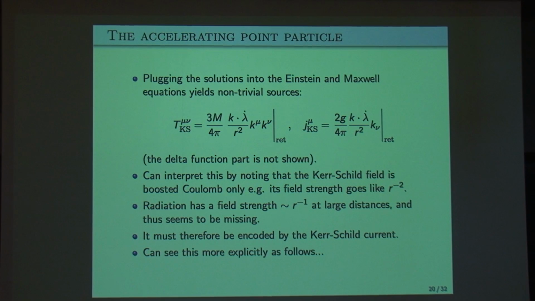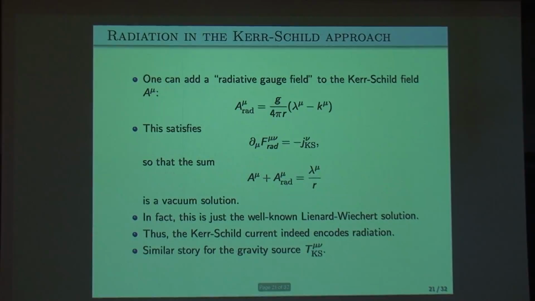So that gives us the clue indeed that these sources should somehow be encoding the radiation, and indeed another clue for that is that they go like the acceleration of the particle, and it's only an accelerating particle that can radiate. Now we can actually see that explicitly as follows, that these things encode the radiation. One way to see that in the electromagnetic theory is that you can add what we call a radiated gauge field to the Kerr-Schild field A. So the Kerr-Schild field just went like k_μ over r.